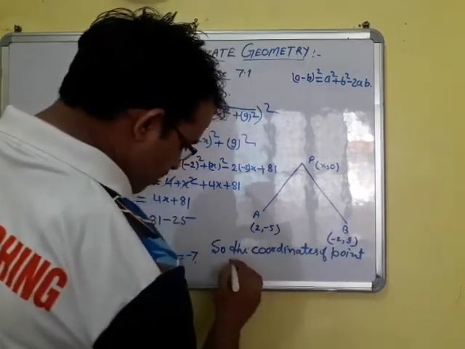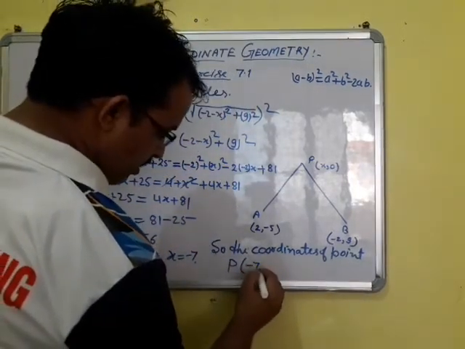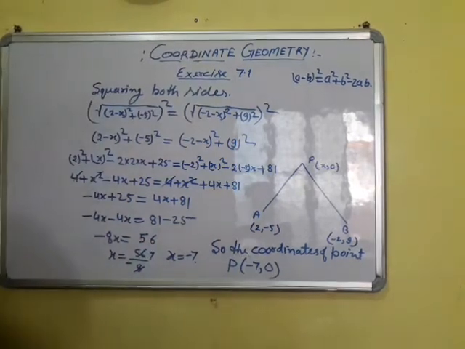Point P is (-7, 0). Clear? This one is your answer.